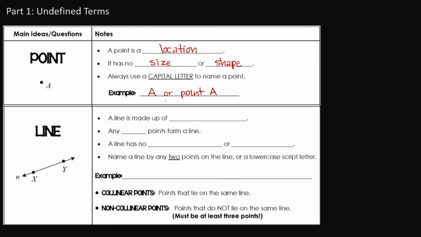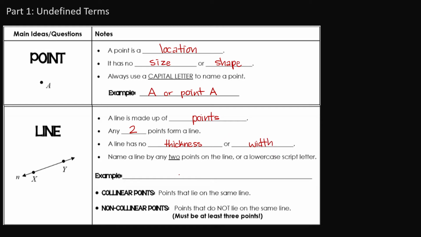Now let's introduce lines. A line is made up of points. You can see on the diagram to the left, there are points X and Y on this line. Any 2 points form a line. There are at least 2, but honestly lines go on infinitely, so there are infinitely many points on a line. A line has no thickness or width. It is just a string of points that goes on infinitely in 2 opposite directions.